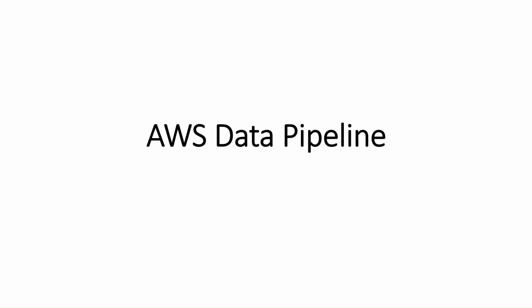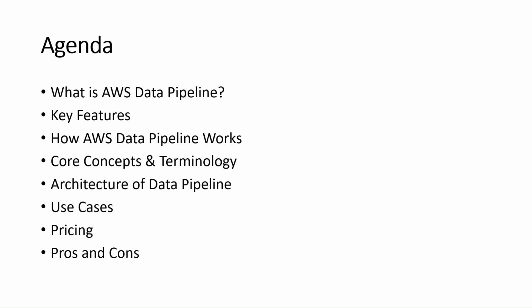In this video, let's discuss AWS Data Pipeline. Before moving into the video, let's see what topics we are going to cover. Firstly, what is AWS Data Pipeline? Key features, how AWS Data Pipeline works, core components and terminologies of AWS Data Pipeline, architecture, use cases, how the pricing works for AWS Data Pipeline, and what are the pros and cons of Data Pipeline.